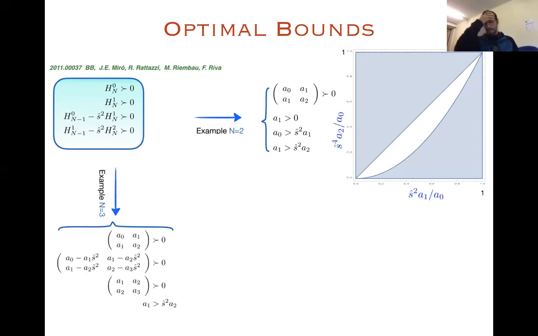You can do better than this. Well, better. Sorry, you can keep going higher with the number of arcs. The more experimental access you have to more moments, more arcs, more Wilson coefficients. And now for n equal 3, you have to calculate more determinants, essentially.